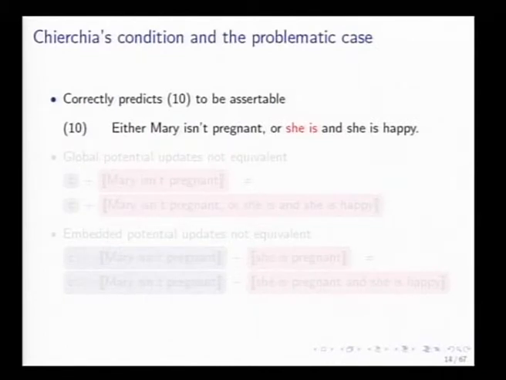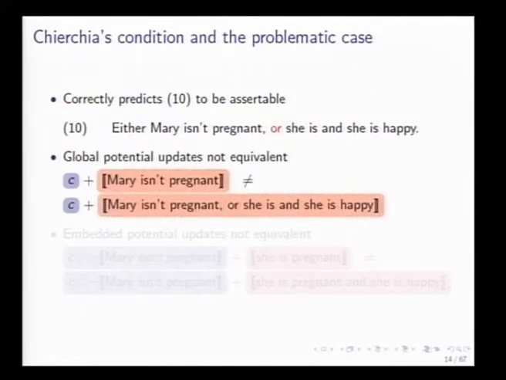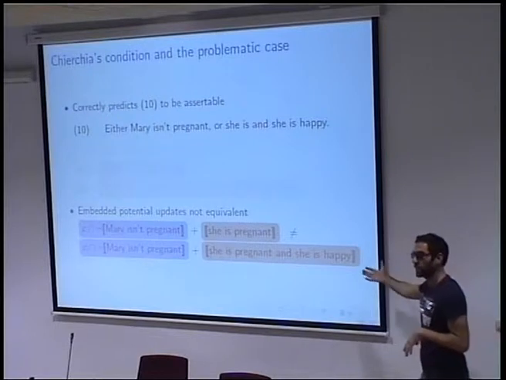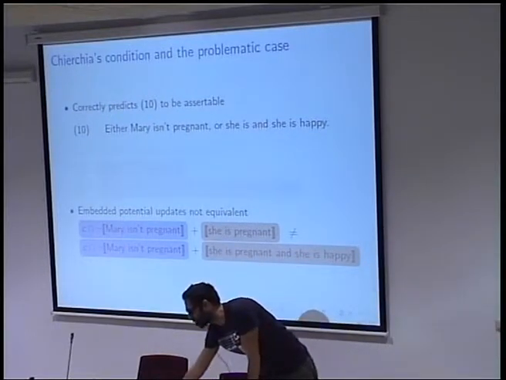Now you can see why Gennaro correctly predicts 10 to be assertable, right? Because now we have two binary operators here, an OR and an AND. So for both, we have to check that Gennaro's condition holds. And when we look at OR, of course it holds, right? The update of the initial context with Mary's and pregnant, the first argument, is going to be different from the update of the initial context with the entire disjunction. And also when you look at AND, the update of the local context, now the second disjunct, with the first conjunct, she's pregnant, is different from updating that local context with the entire conjunction. Because the first one, we know from before, is just a vacuous update, but the second one is not, because you have the second conjunct, okay? So in other words, Gennaro correctly predicts them to be assertable.